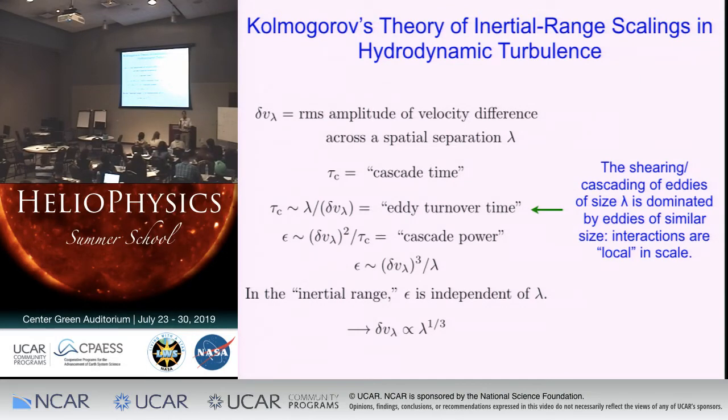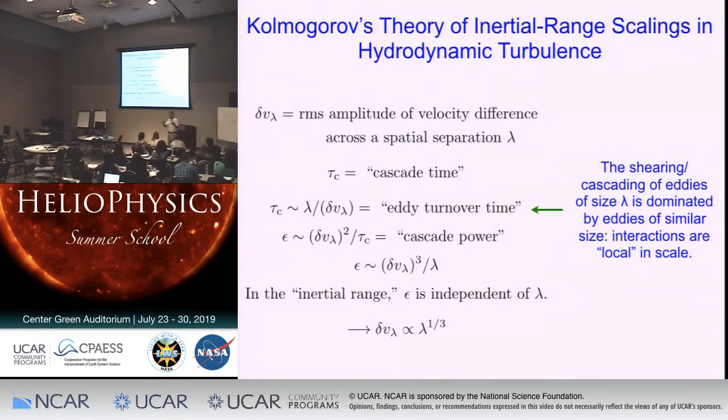So these are scales at which we aren't really sensitive to the details of the forcing. We aren't, because we're at scales much smaller than the forcing length scale. We're not sensitive to the details of the viscous dissipation because eddies at this scale don't feel viscosity very much. In this inertial range, epsilon is independent of lambda. It has to be that way.